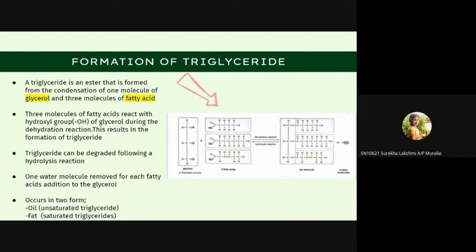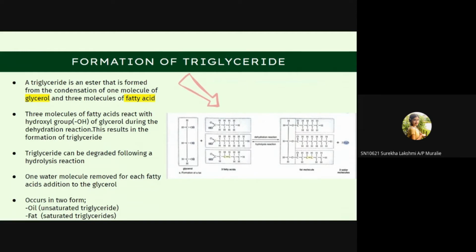Now I'm going to explain how the dehydration reaction occurs. First, three molecules of the fatty acid will react with the hydroxyl groups of glycerol during the dehydration reaction. This results in the formation of triglyceride. Here, the glycerol has three carbon atoms that each have a hydroxyl group. These hydroxyl groups are polar.